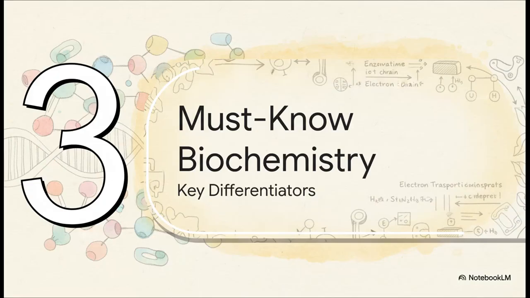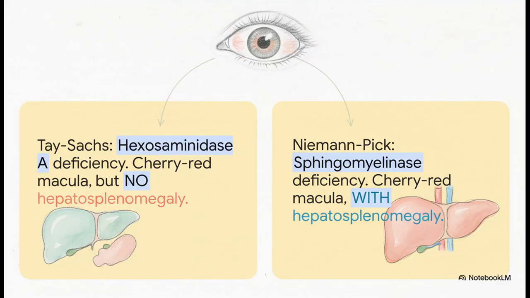All right, let's pivot to biochemistry. This is a subject that can feel like a bottomless pit of details, right? But here's the good news. For the USMLE, a lot of the time, all you need to know is that one key fact, that one little thing that separates 2 diseases that look almost identical. This is a perfect example.